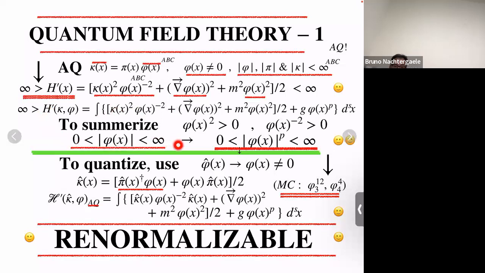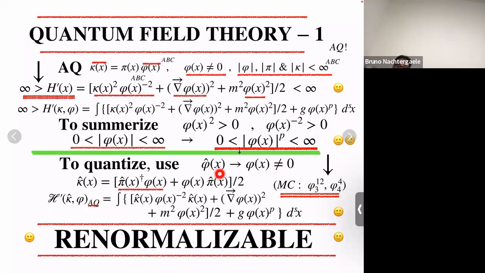And to summarize, we have found that phi squared should be positive, phi should not be 0, and phi should not be infinity. That means it's sandwiched between 0 and infinity in magnitude, and that raises to the power p, and therefore there are no more integral infinities coming from this term.